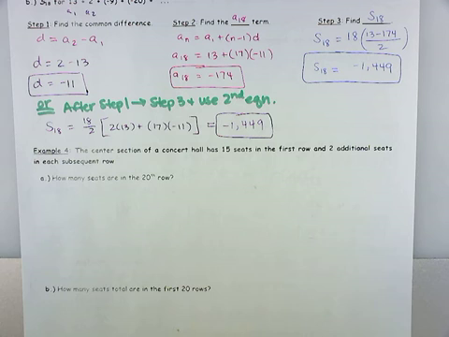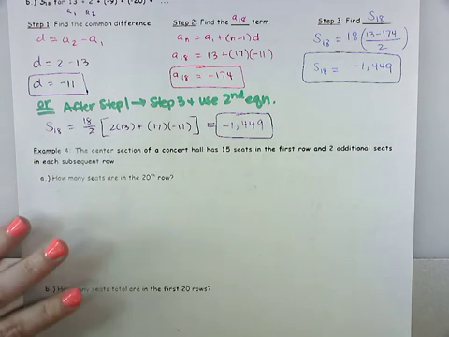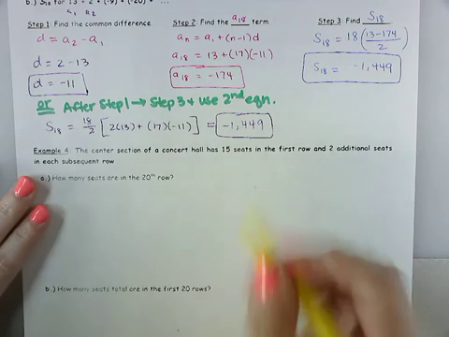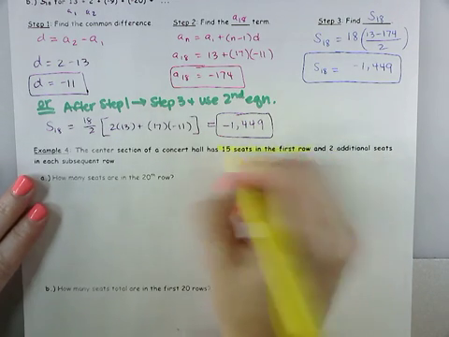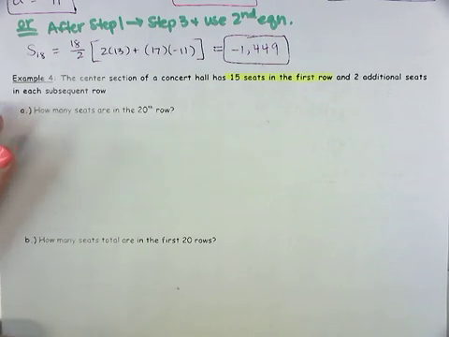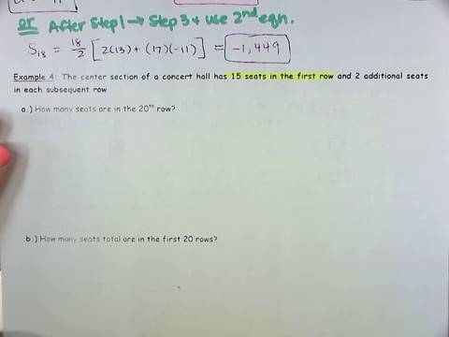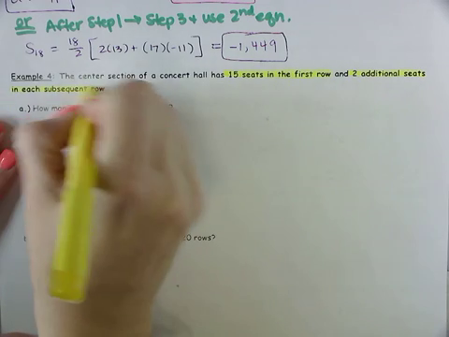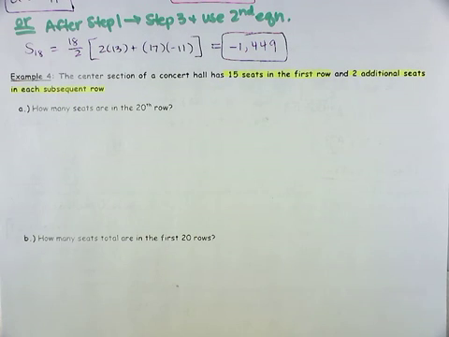Okay, so now our favorite story problems. Example 4: the center section of a concert hall has 15 seats. So I'm thinking that's going to be important, that there's 15 seats in the first row, so I'm going to highlight that. Skylar, what's something else I should probably highlight? 2 additional seats. Yep, so I have 2 additional seats in each subsequent row. How many seats are in the 20th row?